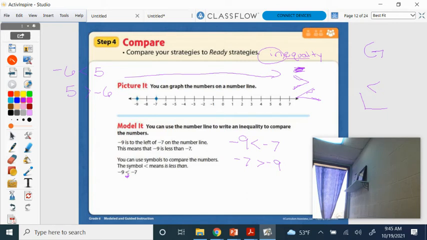So if we have -5 and we have -3, as the numbers go from left to right, they get bigger. Which one's bigger, -5 or -3? -3. So that means our symbol would open up toward the -3, since it is bigger than the -5. And if we put -3 first and then -5, we would have to open up the other one.